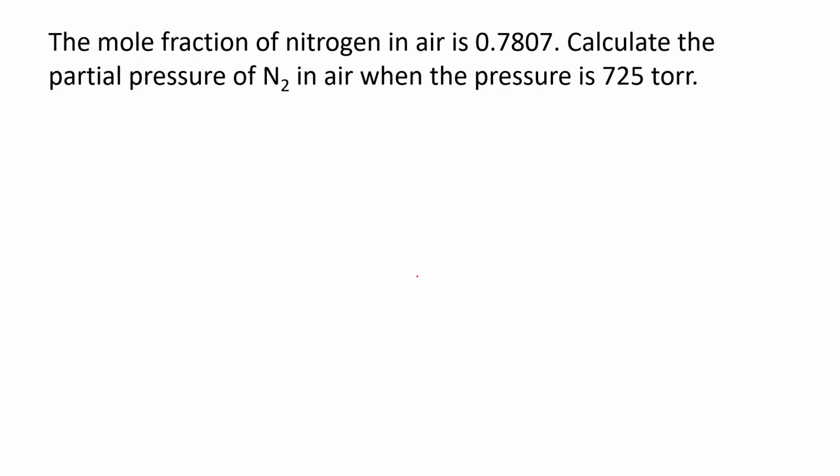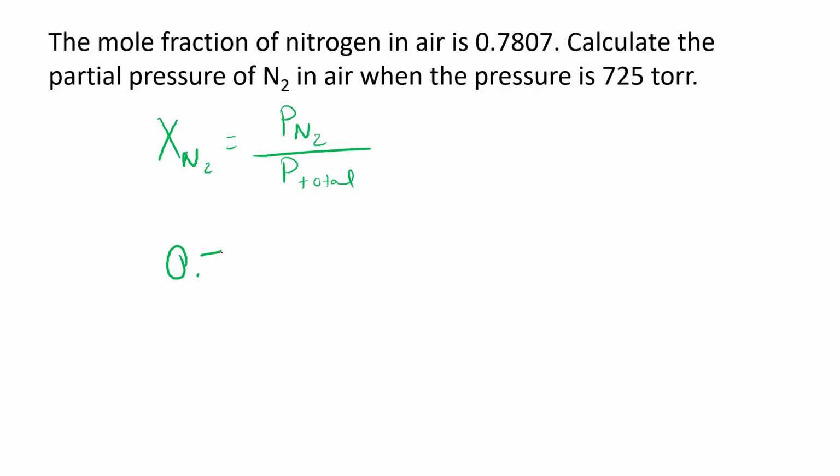So try this one on your own. The mole fraction of nitrogen in air is 0.7807. Calculate the partial pressure of nitrogen when the total pressure is 725 torr. So try this one. First, write down the equation you think you're going to use. Mole fraction of nitrogen equals partial pressure of nitrogen over total pressure. And now what do we know? What variables do we know? Try it now before I get started, and then turn it back on and let's do it together.